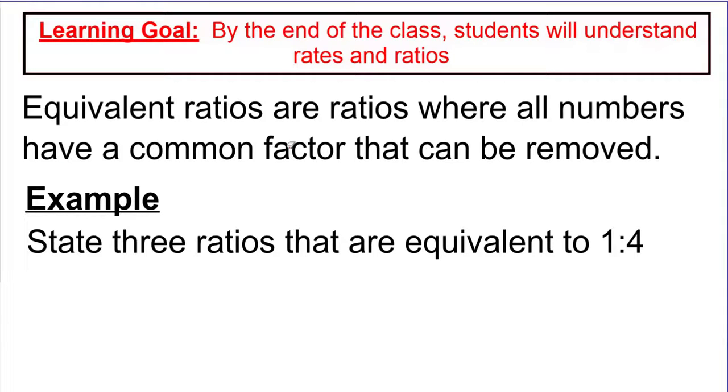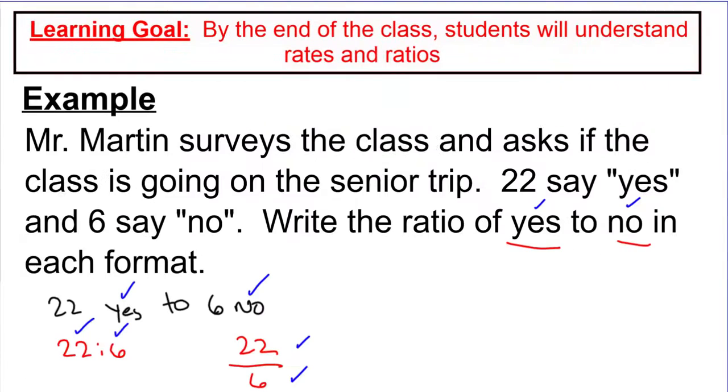And here's a good example of that. If I go back to this example of surveying the class, I have a class of 28 people. 22 people said yes, 6 people said no, 28 people. But let's say that there are a lot more people in the senior class, the entire senior class, not just the 28 people that are sitting in front of me.